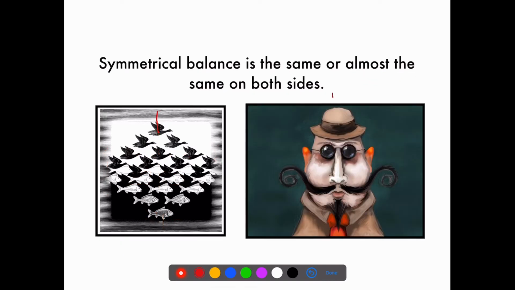Same thing here. If we would draw a line through the middle, the color is the same on both sides of the composition. The texture of the brushstrokes is the same. He is a form. He's three-dimensional. We have a full range of value. And because the values are fairly similar on both sides, the form is the same on both sides, this makes it symmetrical.